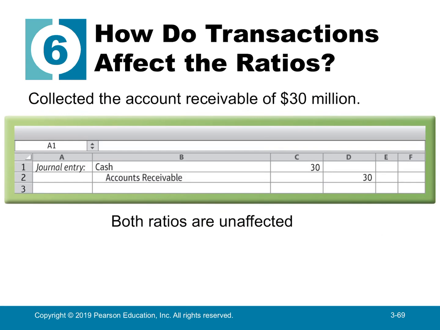What if I collect the accounts receivable of 30 million? Well, this is really just one current asset, cash, going up by 30, and another current asset, accounts receivable, going down by 30. So the net effect is nothing, and the ratios are unaffected.